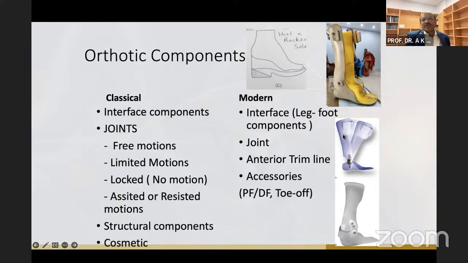So in modern orthosis, what are the components? There is the interface, a leg piece and the foot piece with or without joint, and the trim line. What is the importance of the trim line? I've already discussed. If we want to allow the movement of the subtalar joint, we have to give the trim line behind the malleoli. If we don't want to allow the movement of the subtalar joint, the trim line should be anterior to the malleoli.